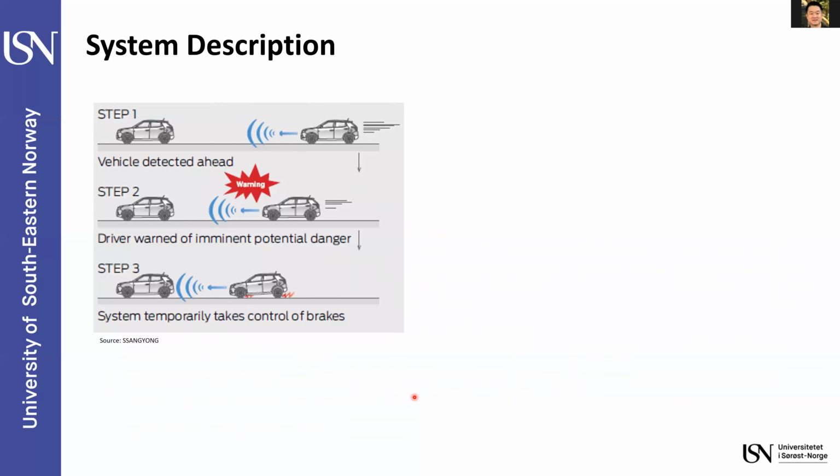This is how this collision avoidance system works. Step one is that the car is measuring or sensing the distance between this car and the car in front. If the car approaches close to the front car, then in step two, the system provides some warning to the driver. In step three, if the car still approaches too close to the front car, the system automatically engages the brake, so we can avoid the collision with the front car.